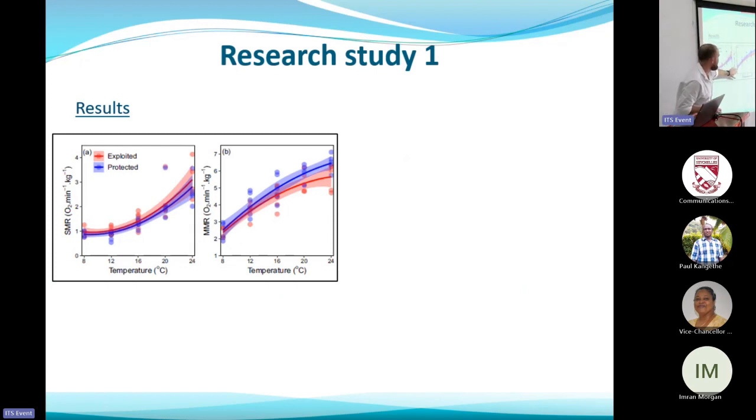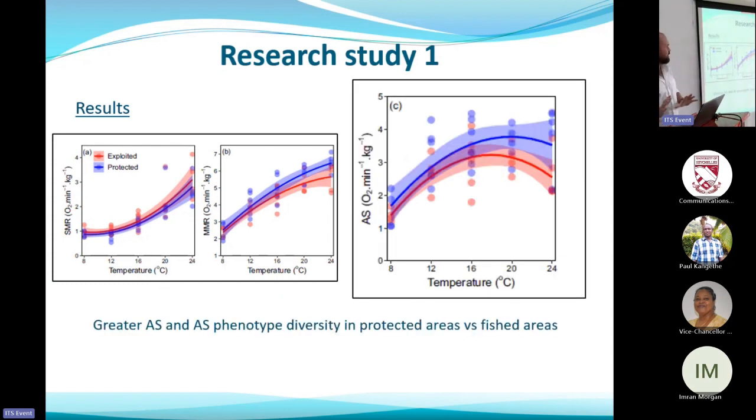And this is the pattern for maximum metabolic rate. So when they're maximally exhausted, that's how much energy they can use. If you subtract one from the other, you get this pattern, where you essentially have a greater aerobic scope for individuals from within the reserve compared to exploited areas. And we found this was a statistically significant relationship, which is really cool.